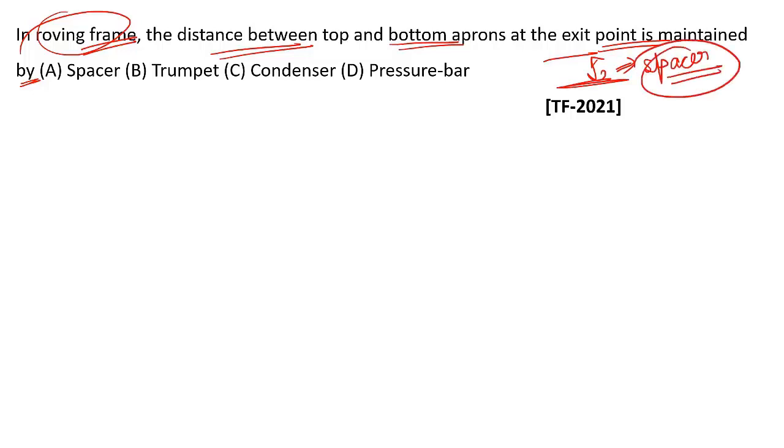So it is a very straightforward question. The right answer is option A, spacer. The distance between the top and the bottom aprons is maintained by a spacer. Just read these things carefully. These are to the point questions. If you know, you can answer it directly. Otherwise you cannot answer these questions, since these are straightforward theoretical questions. It is a 1 mark question. Now looking forward to the next question.